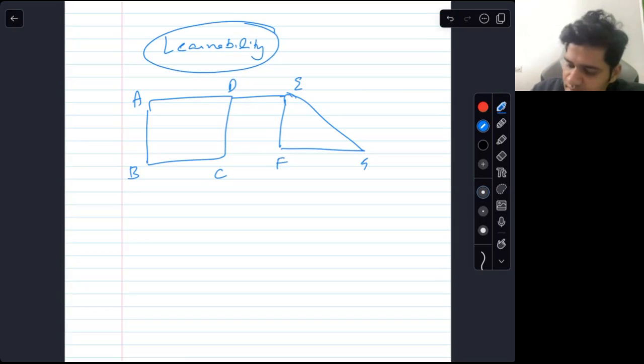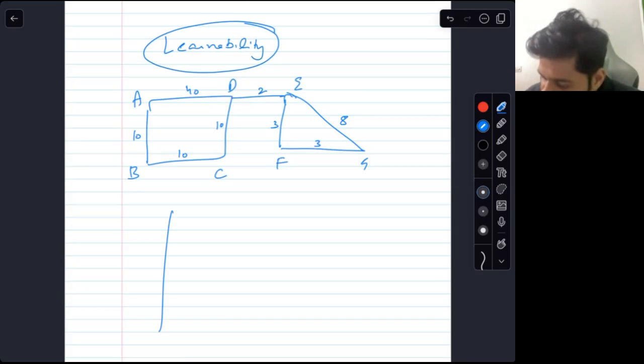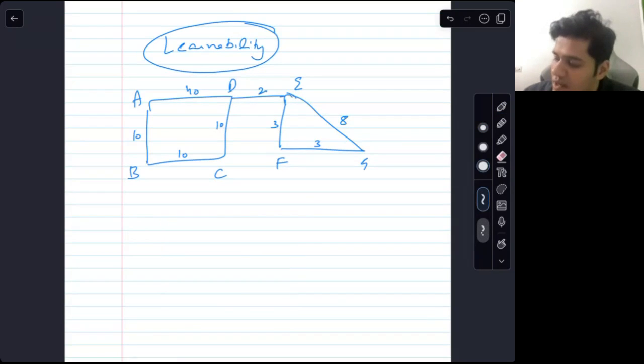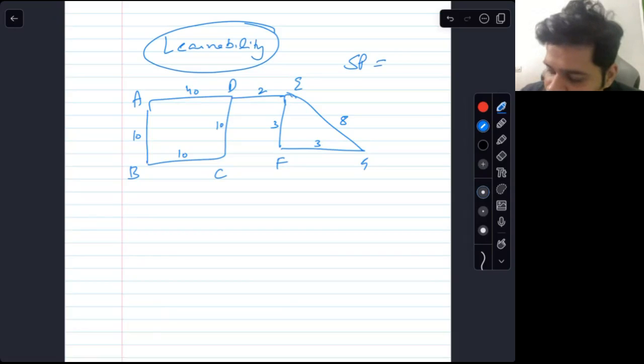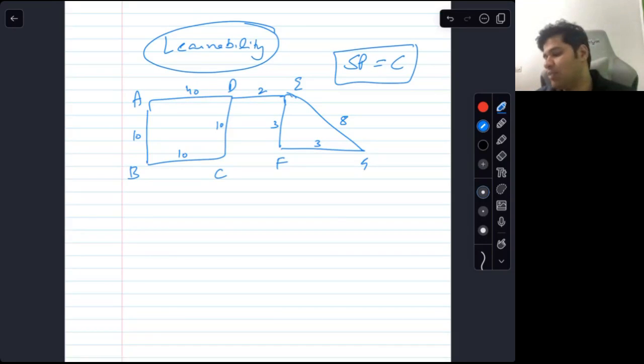F, G, 10, 10, 10, 40, 2, 3, 3, 8. So your output is that table. Starting point is C. Give me the table. Oh, yes, D is also a very nice point to have. Starting point is D. Solve for D. Because D is the corner point, no? So it's a good point to explore the Dijkstra algorithm. Starting point is D. So now the question is in your hands.